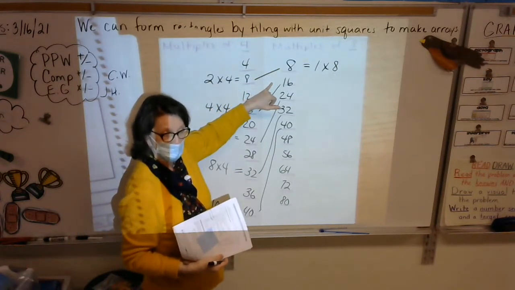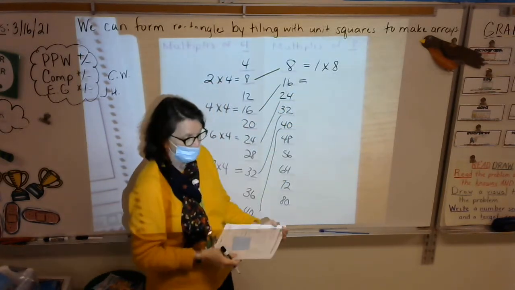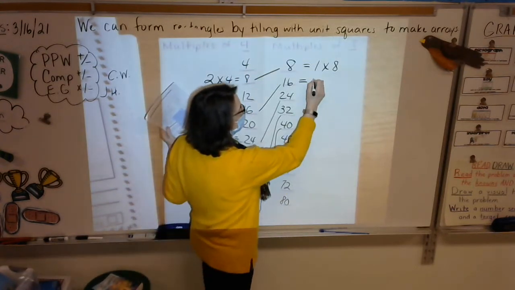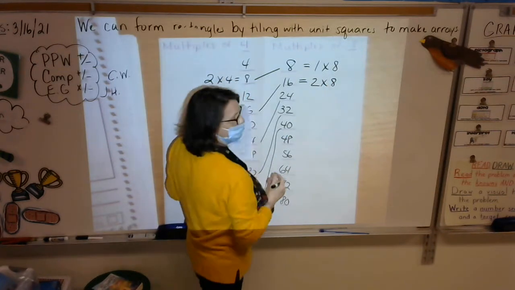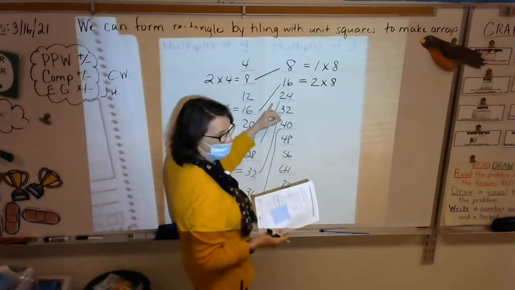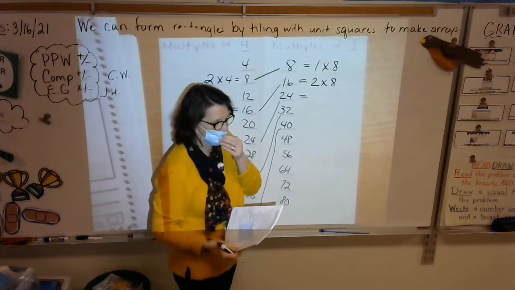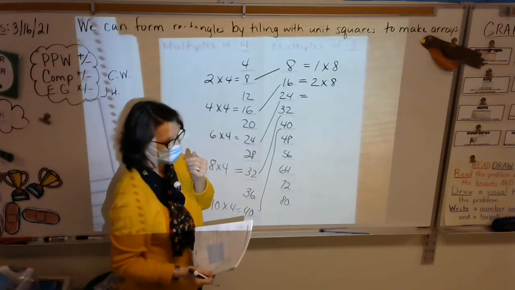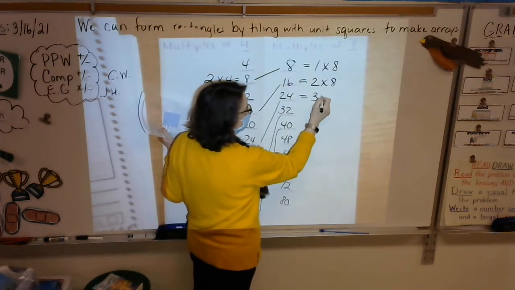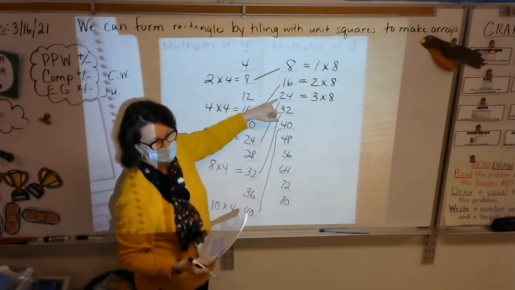Did 16 match a multiple on the 4 side? It sure did. So we're going to go 16 equals how many 8s? Count them. 2 8s. So we'd write 16 equals 2 times 8. Getting the idea? Okay, our next one is 24. 24 equals how many 8s? Corbin, how many 8s? 3 8s, very good. 1, 2, 3, so it's 3 times 8. Plus 16, you just added one more 8 to it to get to 24.